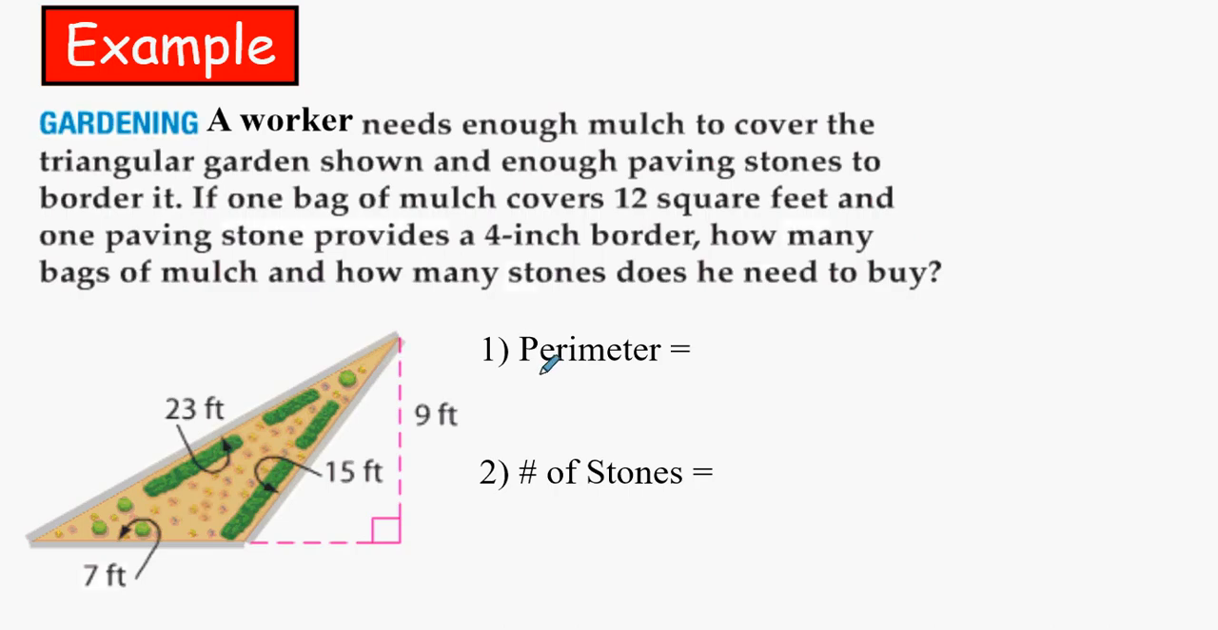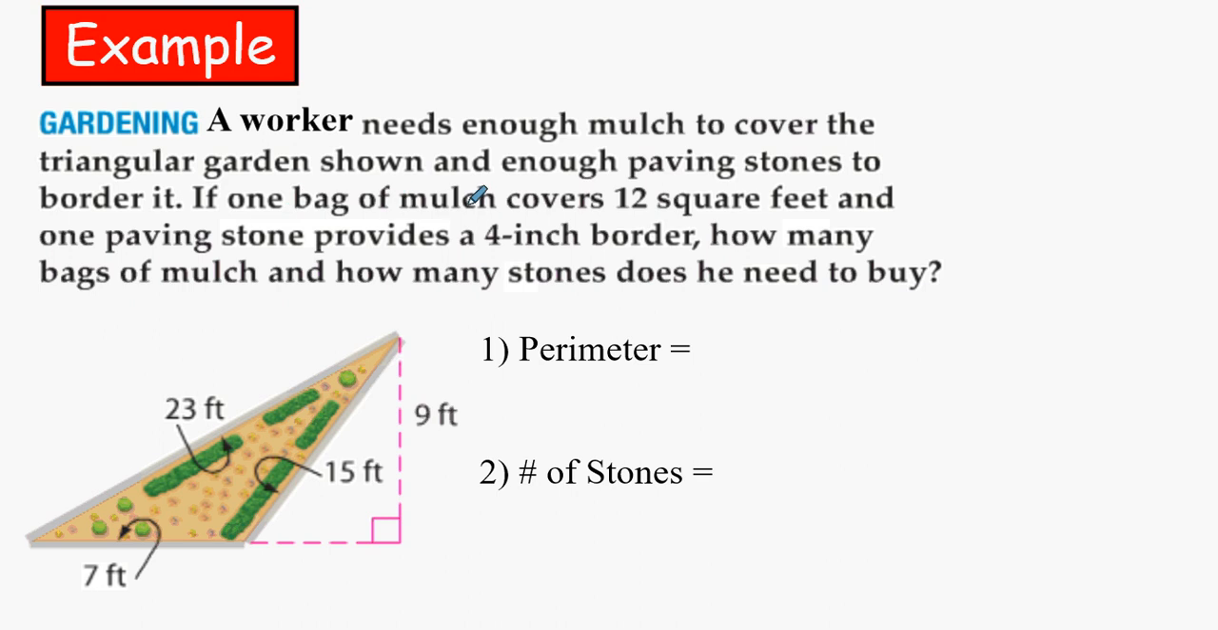Now we're going to use it. This application comes to us from a gardening situation. A worker needs enough mulch to cover the triangular garden shown. Mulch is like the stuff that you put on top so things would grow, like soil. And enough paving stones to do the border.